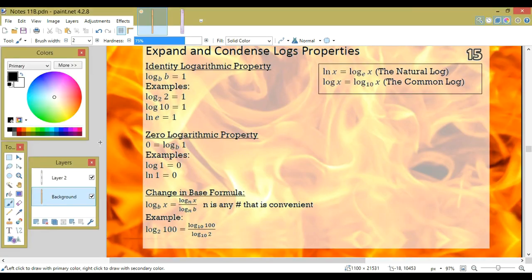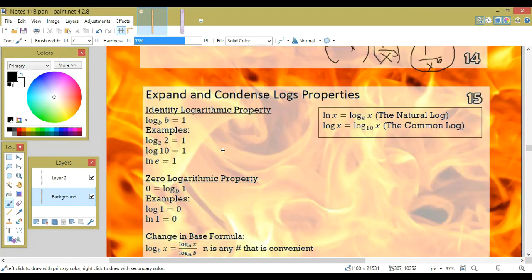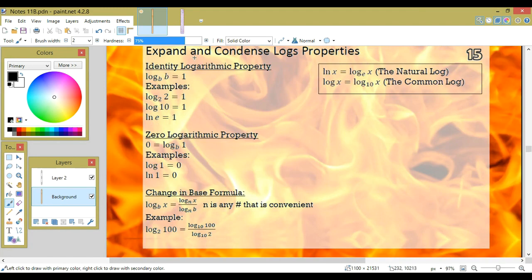On page 15, we're not going to go into it too much, but we're expanding and condensing log properties here. Here's the identity property, examples, and the zero log property and some examples. Your change in base formula.